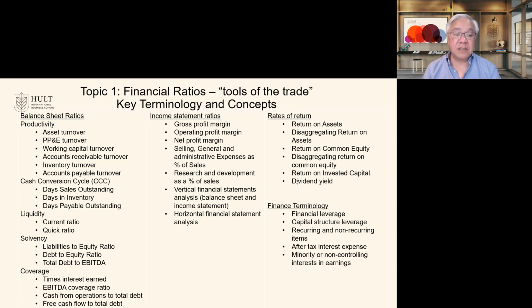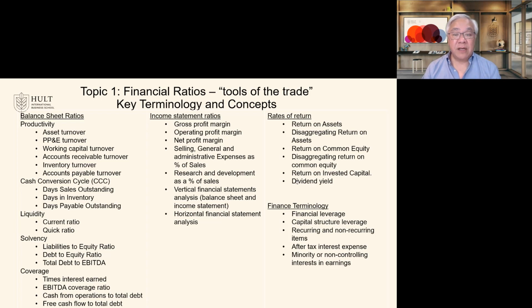The first set of ratios deals with productivity, and they include asset turnover, PP&E turnover, working capital turnover, accounts receivable turnover, inventory turnover, and accounts payable turnover. A lot of turnovers. Anyway, so those should sound familiar to you. If not, as always, note them so you can review them before you move on, because you want to build a solid foundation and then keep building upon that and the layers.